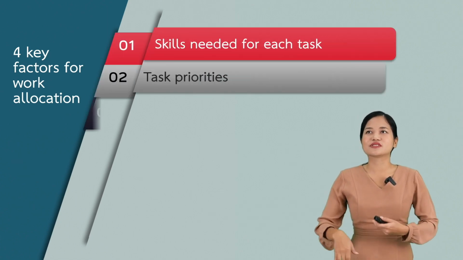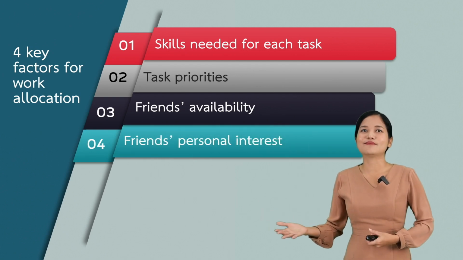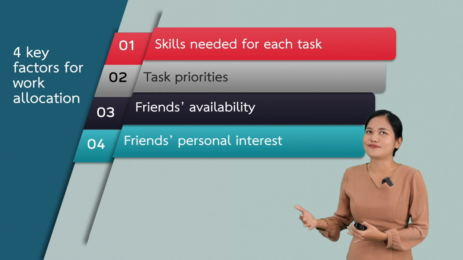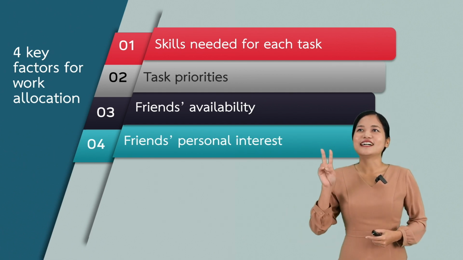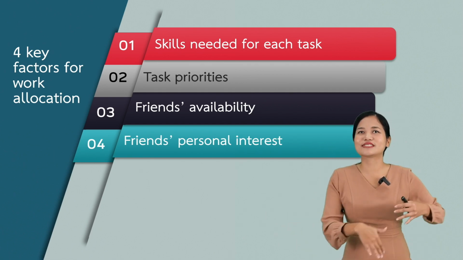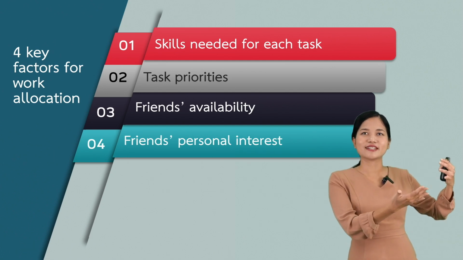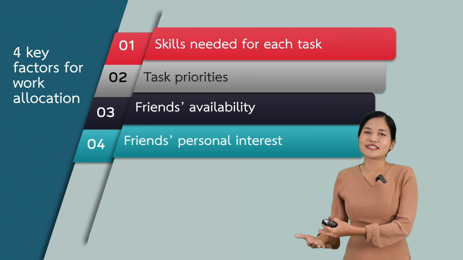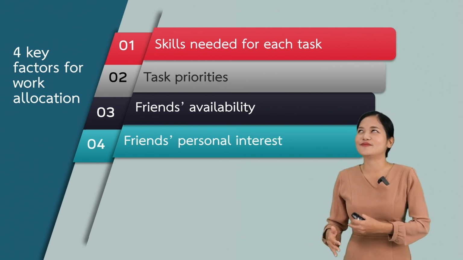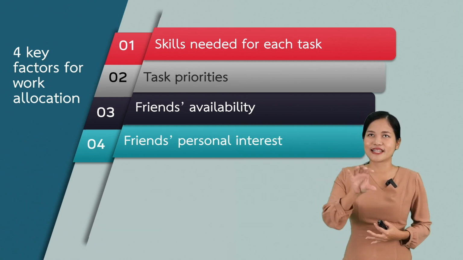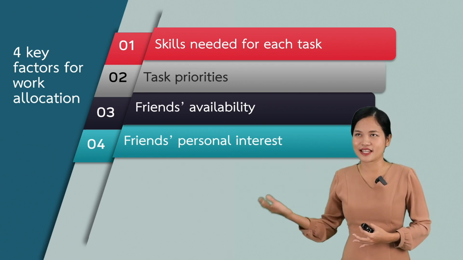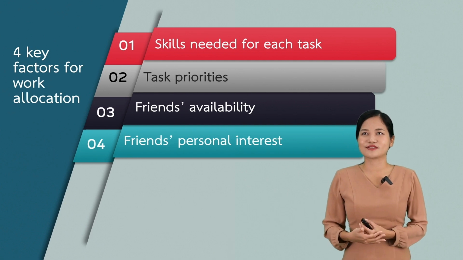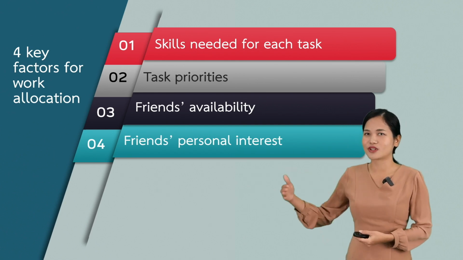First, think about the skills needed for each task. For example, this task is for a responsible person. This task is for a punctual person. Second, task priorities. For example, researching is for student A because this is the top priority of the group work. Third, friends' availability. When will your friend be free? For example, Monday to Tuesday, student A. Fourth, friends' personal interest. It is very important to ask your friend which part they would like to work on.